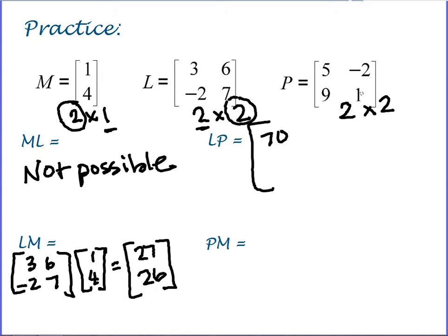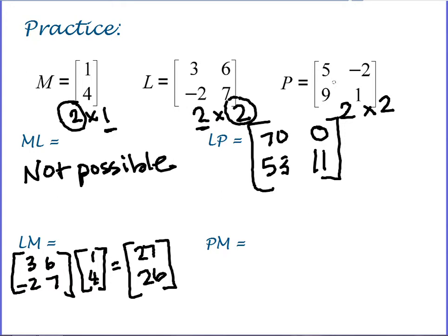First row, second column, 3 times negative 2 gives me negative 6. 6 times 1 gives me 6. Negative 6 plus 6 gives me 0. Now I can move to second row, first column. I'm going to get negative 10 plus 63 for a total of 53. And last, for element 2, 2, I'm going to get 4 plus 7 is going to give me 11.